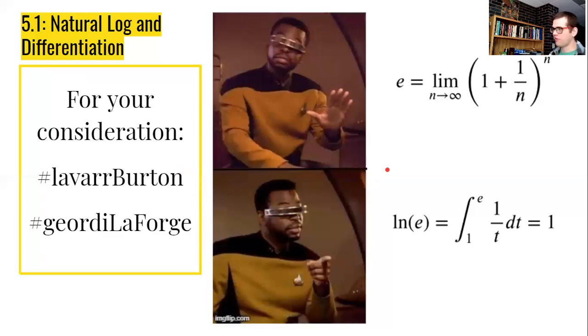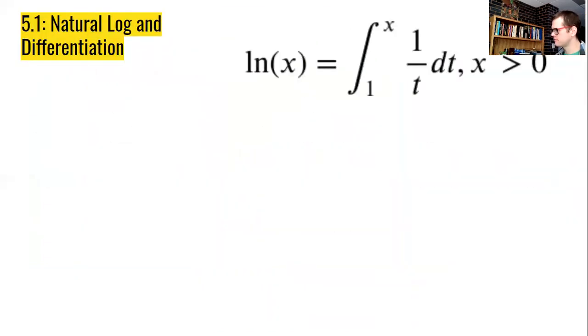All righty. Those are the big things you need to know about natural log and e. But again, our title today is natural log and differentiation. So what is the derivative of natural log, now that natural log is defined this way? This is part of the reason we define natural log this way, and you'll see why. The derivative of natural log, if you don't remember, is 1 divided by x.